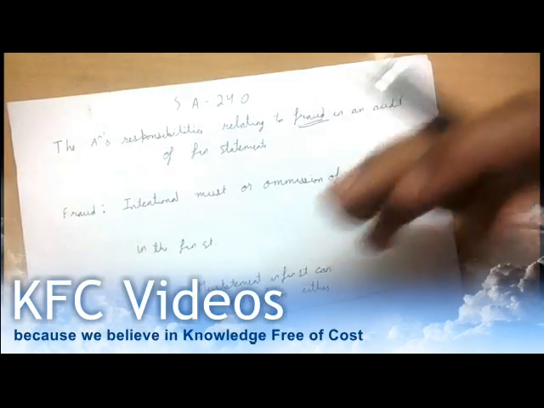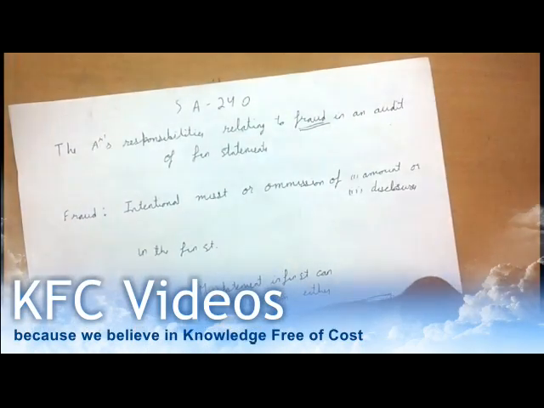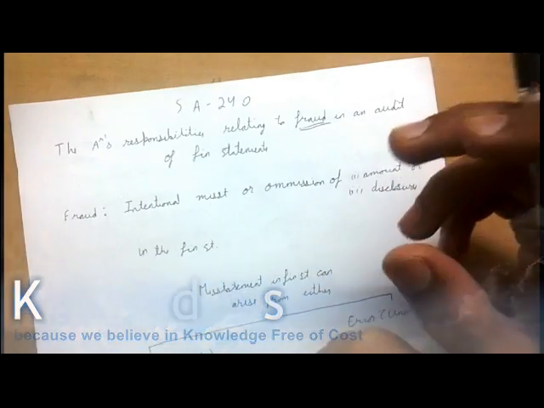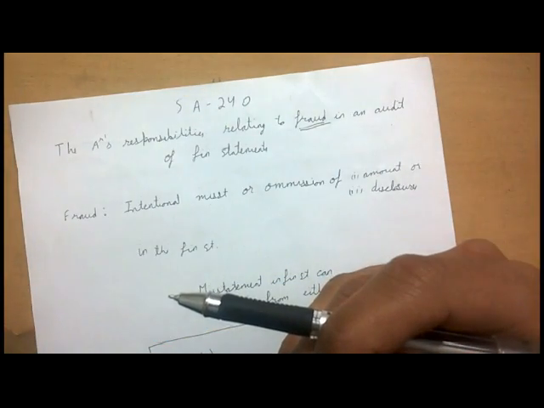Essay 240, which is going to be covered with this video. The name of the essay is Auditor's Responsibility Relating to Fraud in an Audit of Financial Statements. Fraud is the main thing which we are going to cover in this particular standard on auditing.